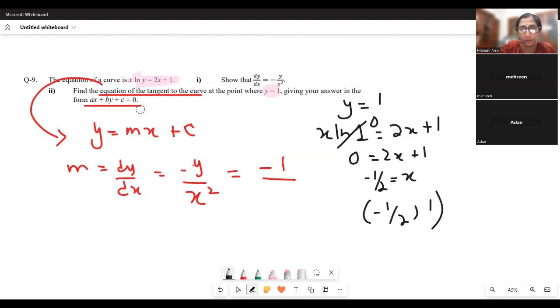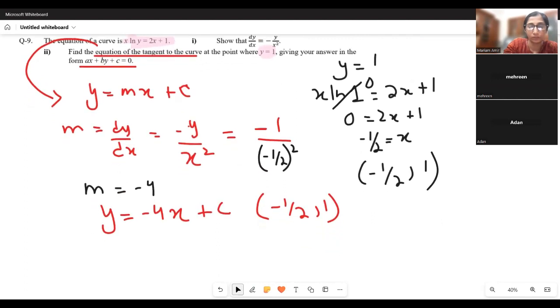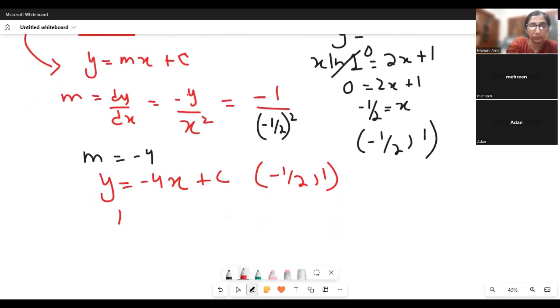So x is minus half squared. So m is going to be what, minus 4. Let me confirm. Yeah. Gradient is minus 4. So y equals minus 4x plus c. Now to find c, you use the point minus half comma 1. So 1 equals minus 4 times minus half plus c, which is 2.